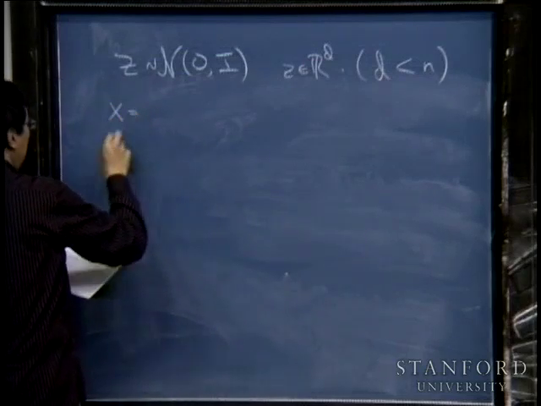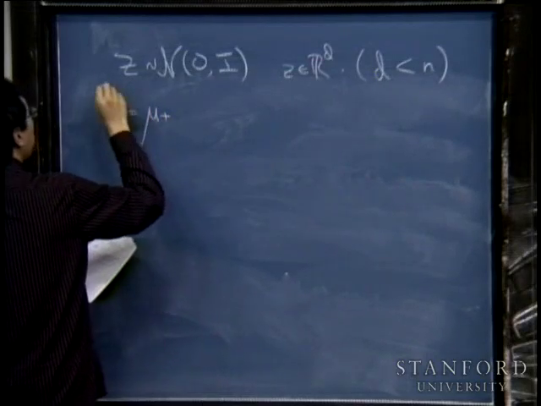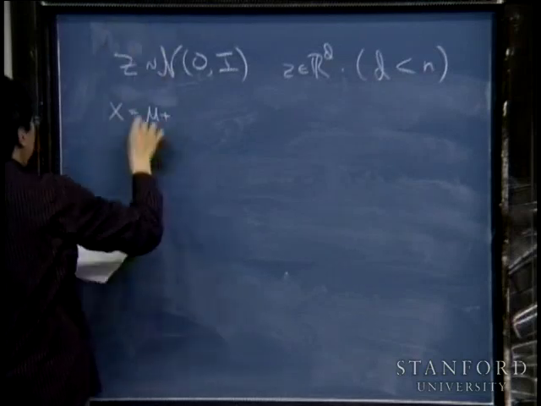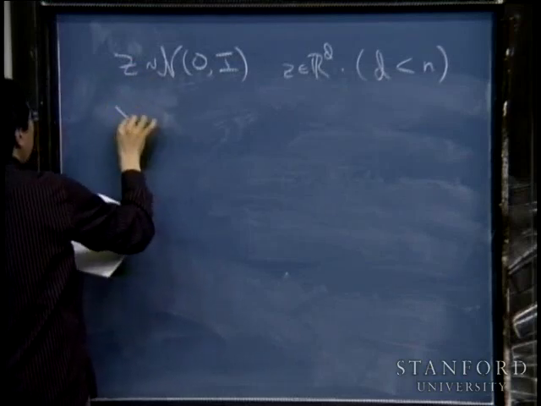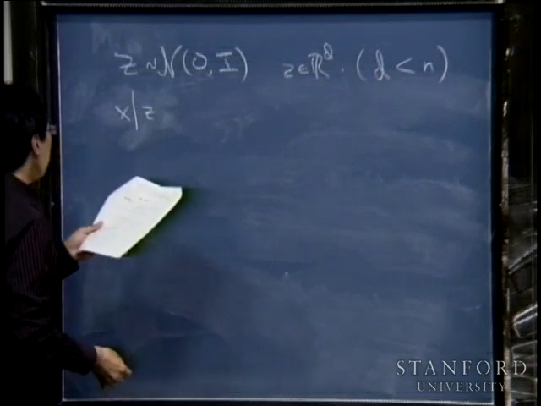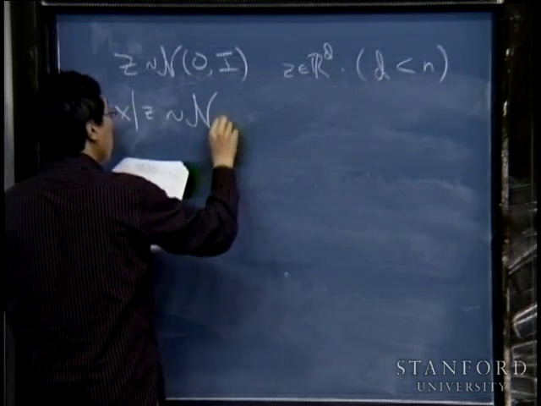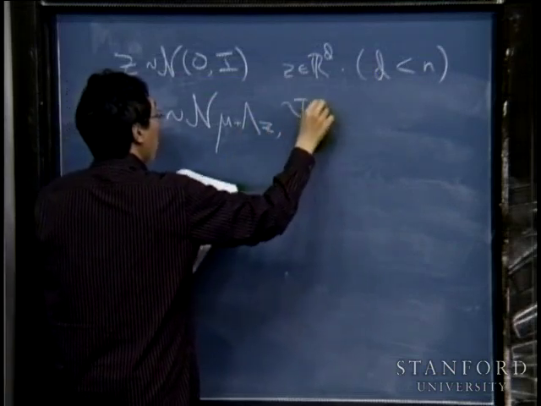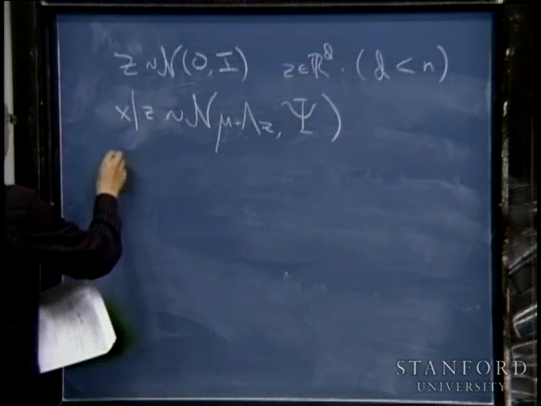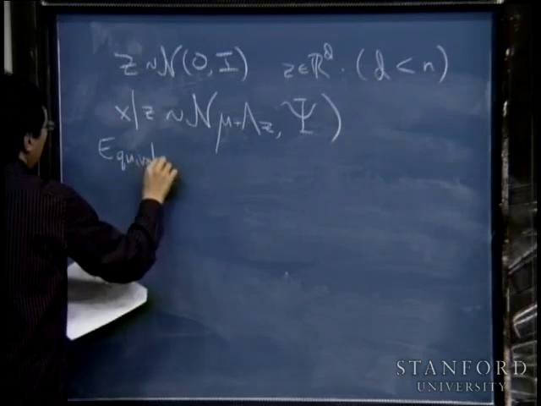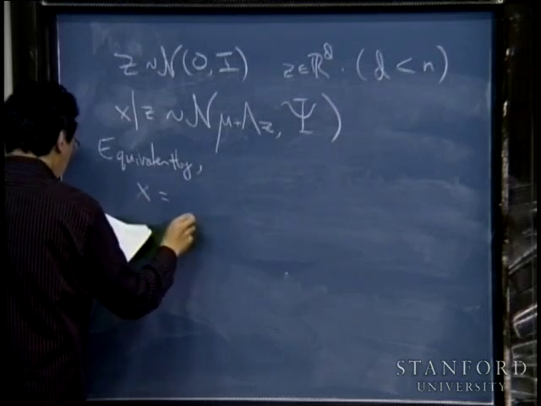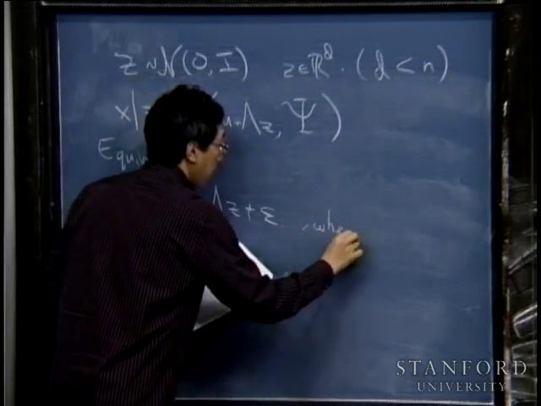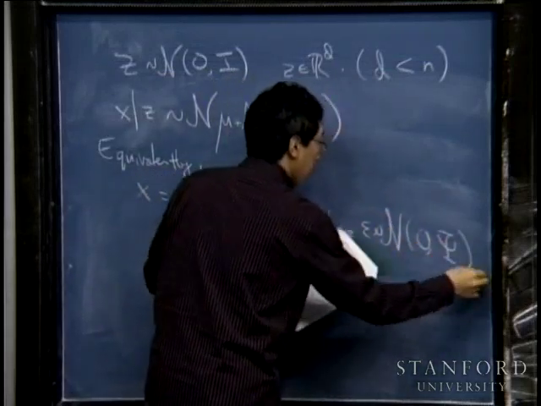And now I'm going to assume that x is given by, let me write it like this. We're going to assume that conditioned on the value of z, x is given by another Gaussian with mean given by mu plus lambda z, and covariance given by a matrix psi. Equivalently, I'm going to model x as mu plus lambda z plus a noise term epsilon, where epsilon is Gaussian with mean zero and covariance psi.